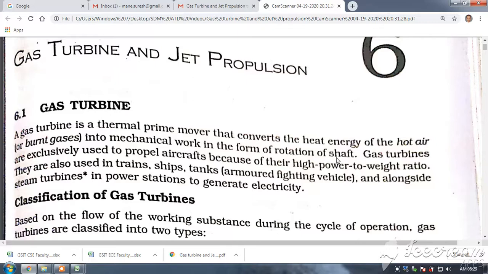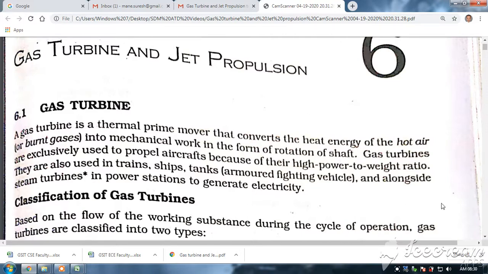Earlier they were IC engines, but now I think all 16,000 aircraft flying globally are turbojet only. Okay? And very few are turboprop. They have very high power and very little weight, and that is useful for flying. They are also used in trains, ships, tanks, and alongside steam turbines in power stations to generate electricity.